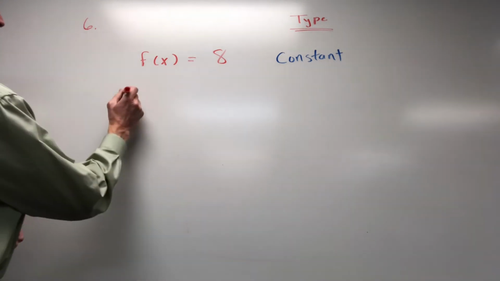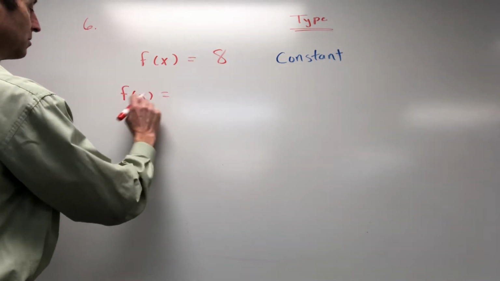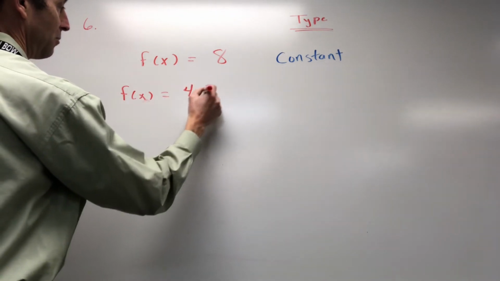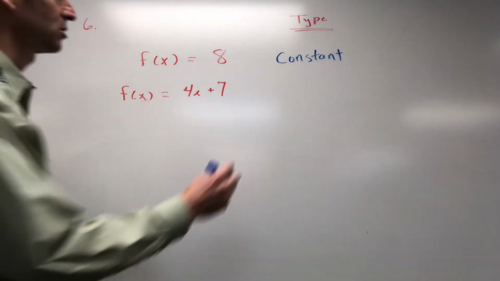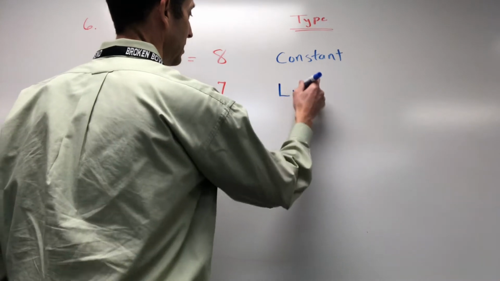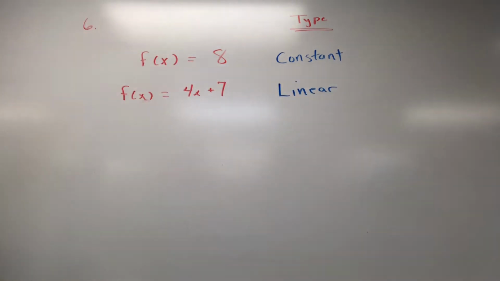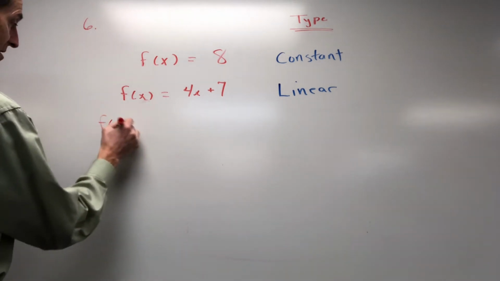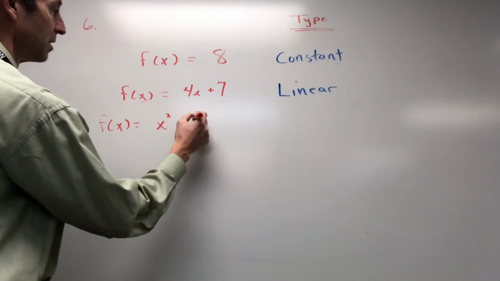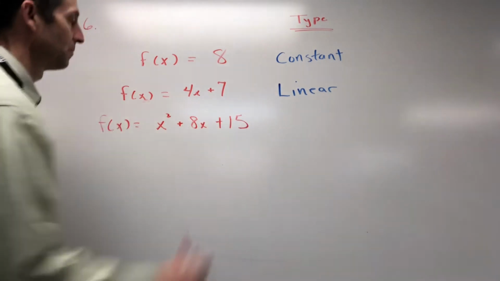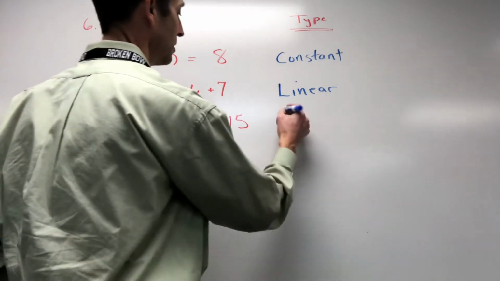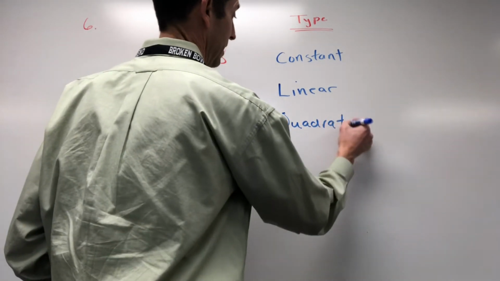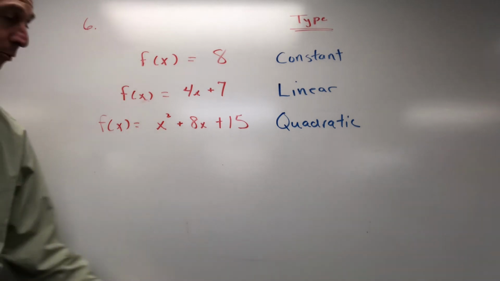Let's say we've got a standard linear one here. How about like 4x plus 7? Here your largest power of x is x to the first. So this is what's called a linear function. Let's do x squared. So let's say we had x squared plus 8x plus 15. So my largest power is squared. When that's the case, we already know this. This is quadratic. We've done a bunch of quadratic stuff, quadratic formula.